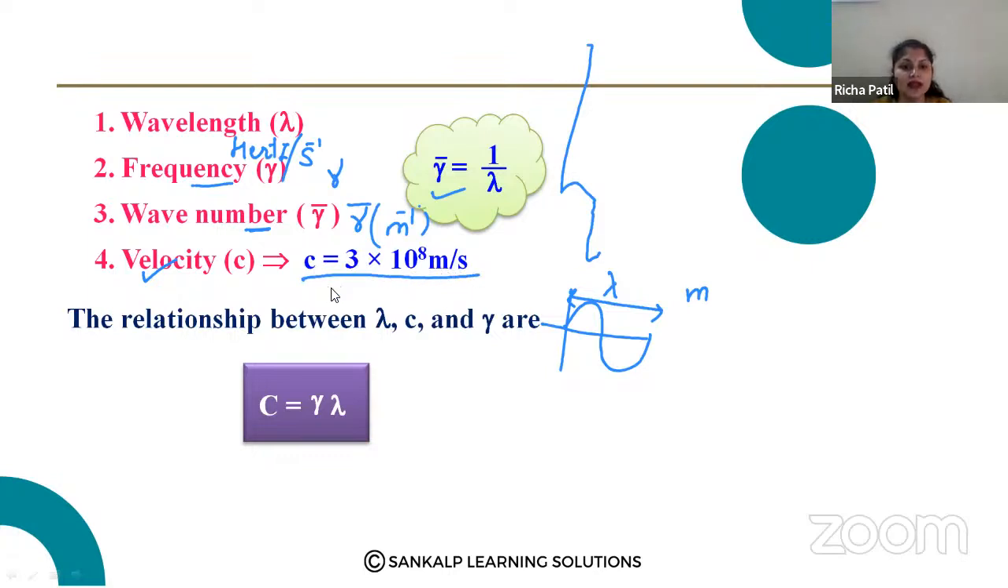Now, what is the relationship between lambda, c and mu? It is given by c equals mu into lambda. c is your velocity, mu is your frequency, lambda is your wavelength. So this is the relationship. Remember this. Based on this, questions are asked.